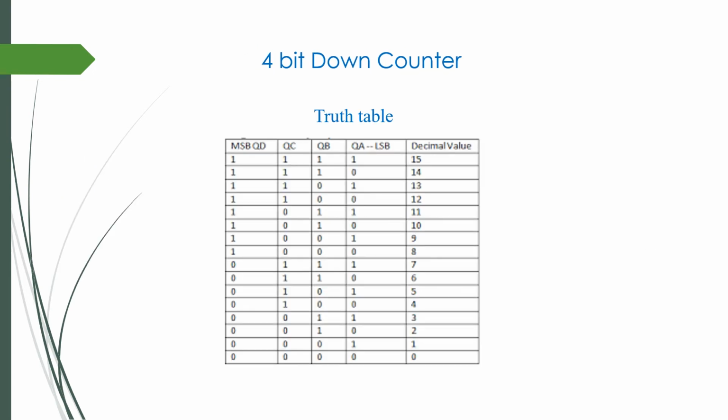This is the truth table of 4-bit down counter. You can see here the counter starts counting from 1111, then the next number will be 1110 and so on. It starts counting from 1111 to 0000.